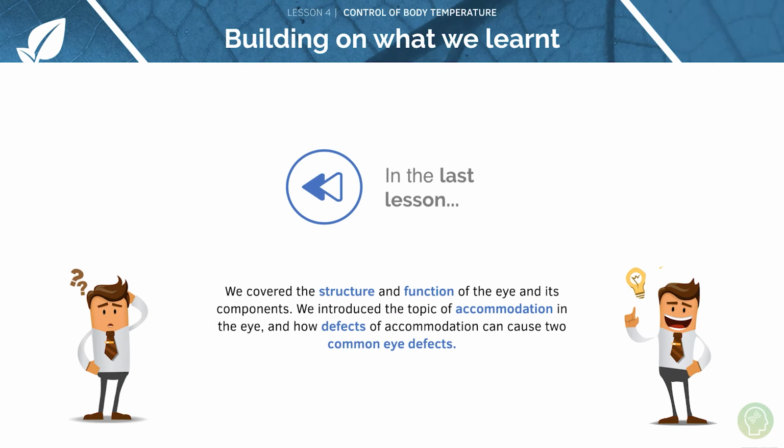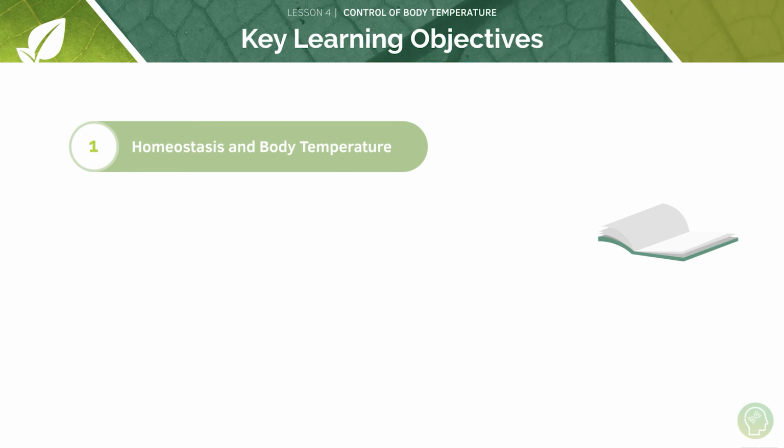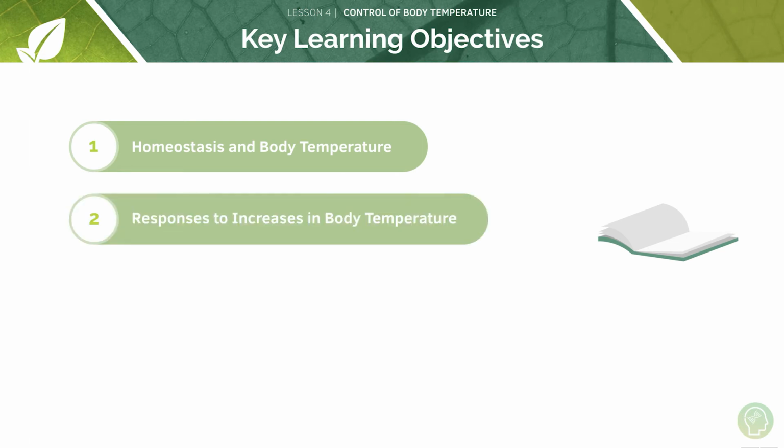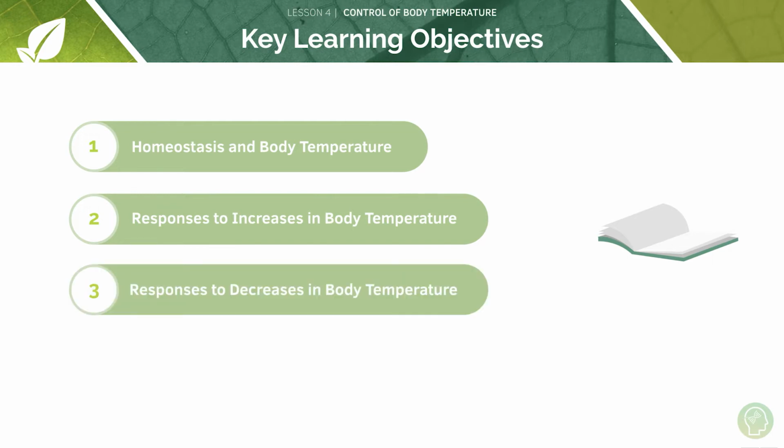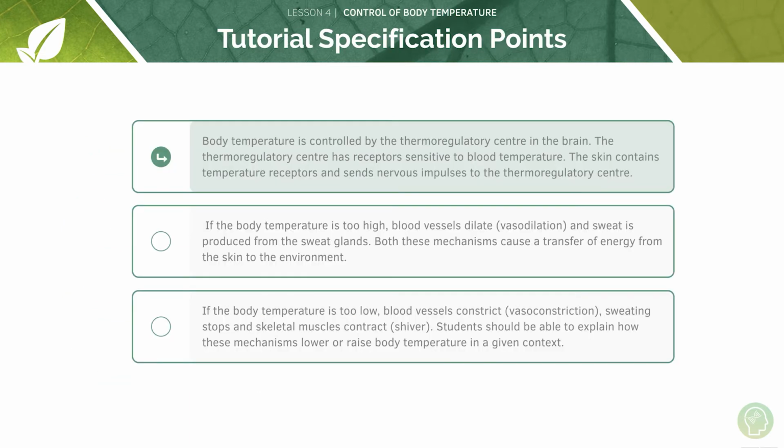So in our previous session we had a look at the eye and how its different structures contribute to its function. And we also had a look at the topic of accommodation, and that was actually a really detailed tutorial and a really useful one too for the exam, so do go back and watch it if you haven't seen it yet. So today we're looking at the control of body temperature, so this is all about homeostasis, and we're going to have a look at the responses to increases and decreases in body temperature, and finish that off with looking at some cooling curves.